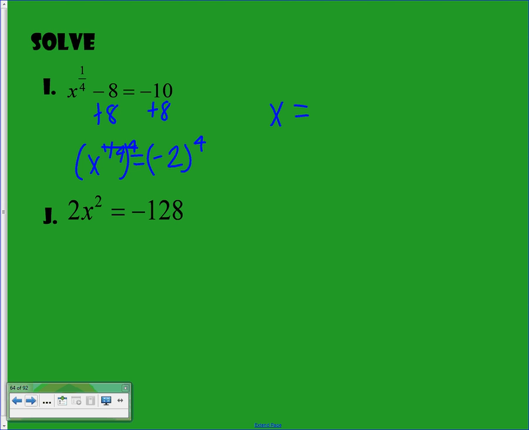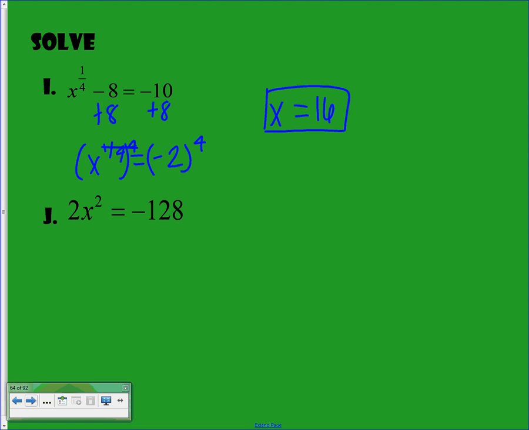Now careful here, when I take a -2, notice I put my parentheses around the -2 and raise that to the 4th power. That's going to give me a +16. So it's not a -16 because those parentheses go around the -2. And that power is even, so it's +16.